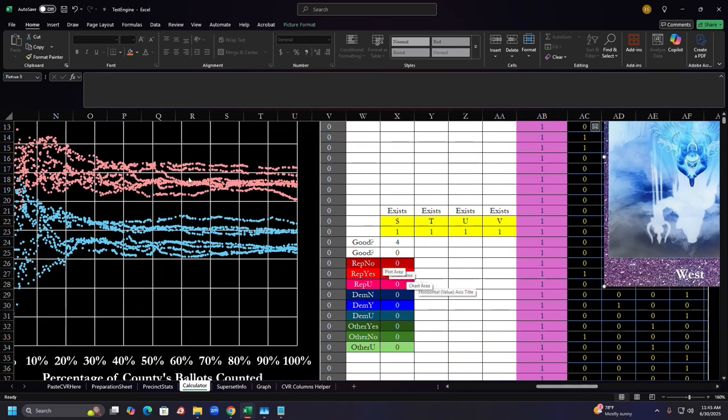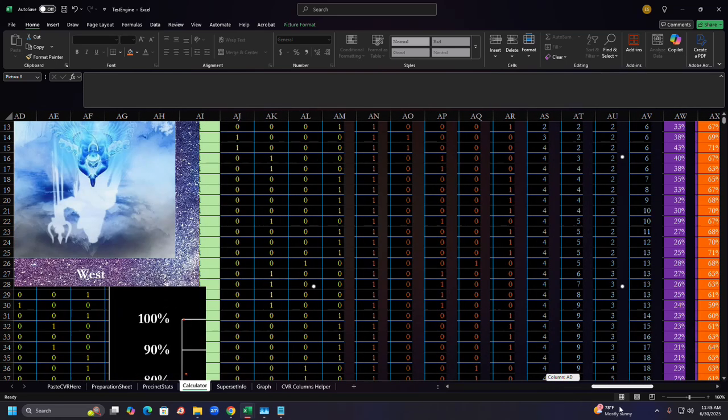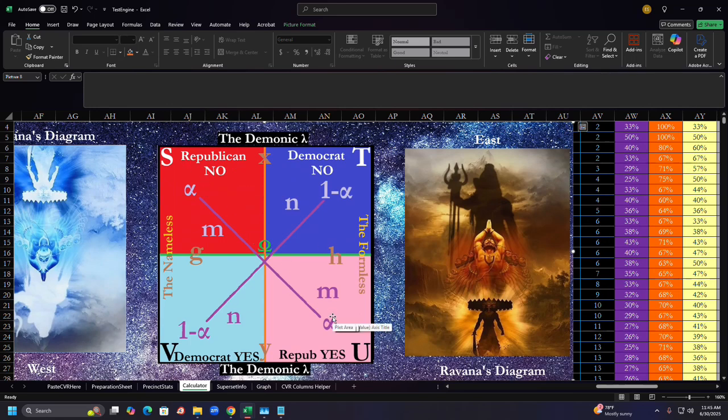And we use red for the Republican no vote because the red diagonal, right, the percentage of Republicans that voted no, comes from S over S plus U. Republican no over Republican no plus Republican yes. Okay? That's why we use the color red.